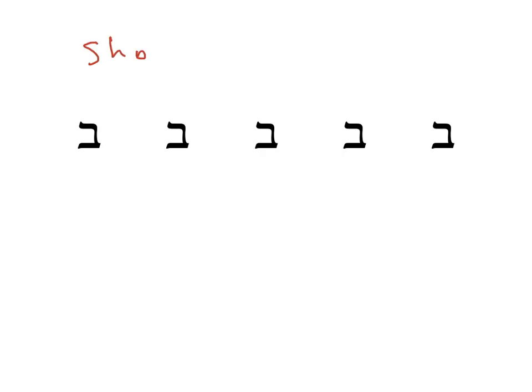First, we'll go over the short vowels. First is patak. Patak has the sound of ah, as in father. Next is sagol. Sagol has the sound eh, as in send. Hirik has an e sound, as in see.